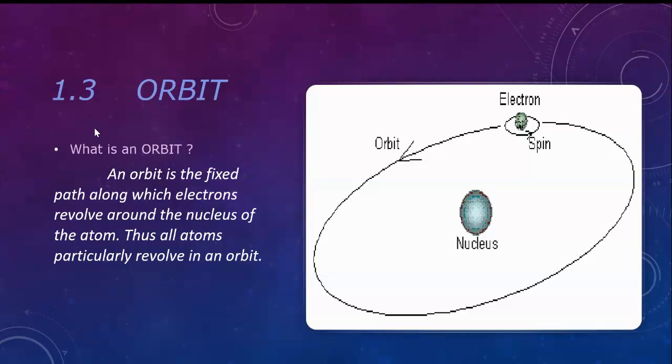Then orbit. An orbit is the concentric ring around the nucleus where the electrons revolve. There are a number of orbits around the nucleus. As we move away from the nucleus, the size as well as the energy of each orbit increases. Sorry, the energy of each orbit is quantized, and also the angular momentum.